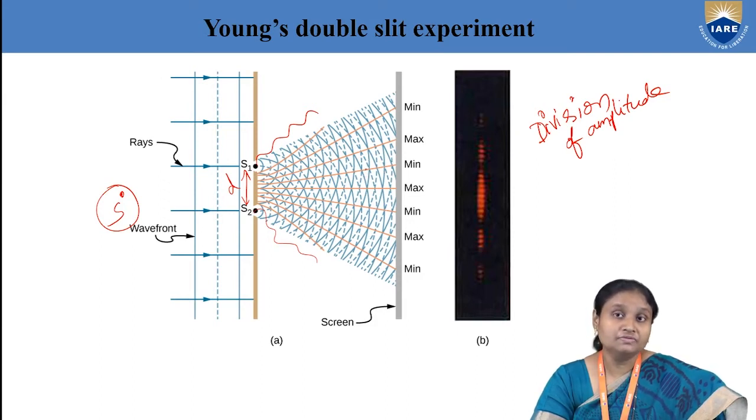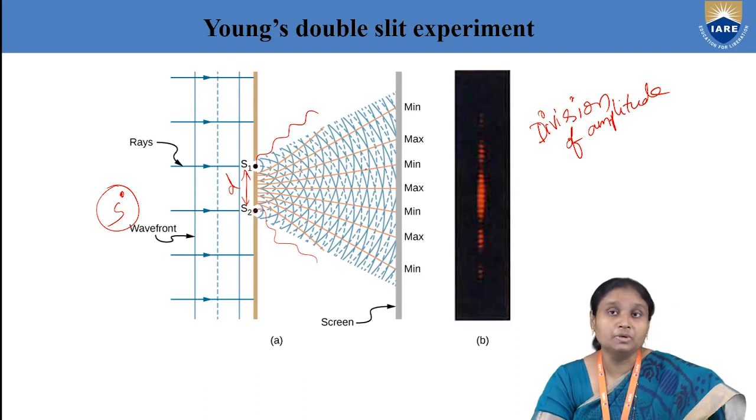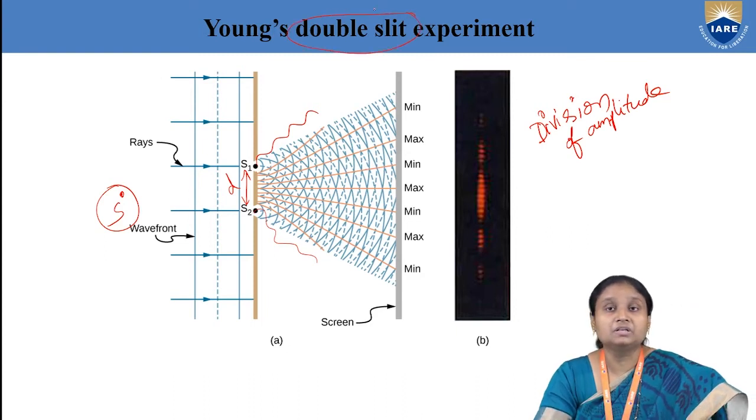Because waves from these two pinholes are coming from the same source, they will maintain a constant phase difference, or zero phase difference. So Young's is able to overcome this problem by making use of this double slit. That's why this experiment is called Young's double slit experiment.